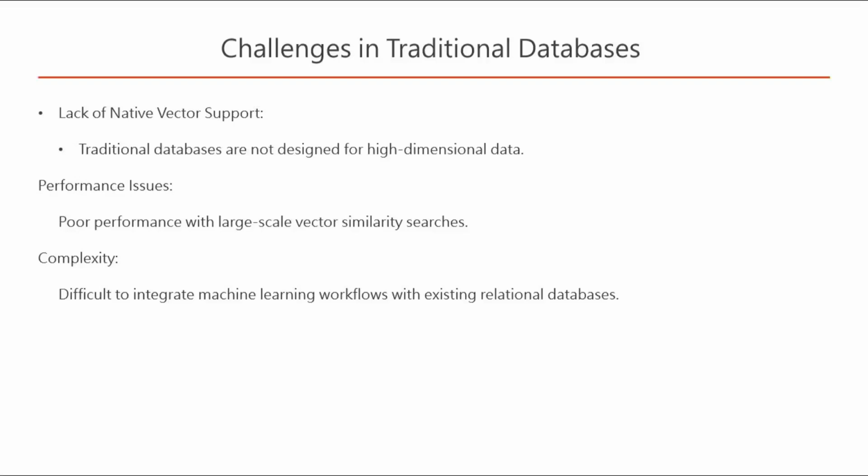Now we talk about the challenges in traditional databases. First, the lack of native vector support. Traditional databases are not designed for high-dimensional data. And second is performance issues: poor performance with large-scale vector similarity search. And final is complexity: it is difficult to integrate machine learning workflows with existing relational databases.